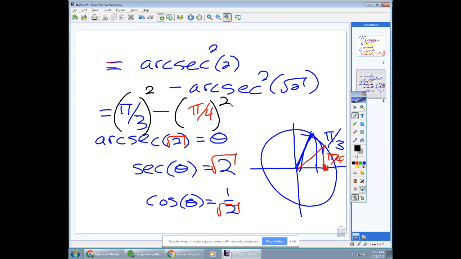Yeah, so I'm just gonna finish this up just for kicks. So that gives me pi squared over 9 minus pi squared over 16. So essentially I can pull the pi squared out and figure out what is 1/9 minus 1/16.